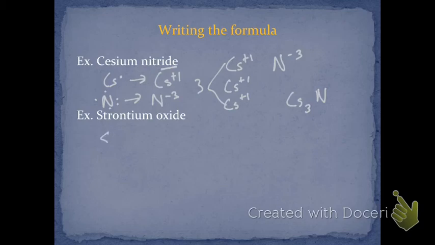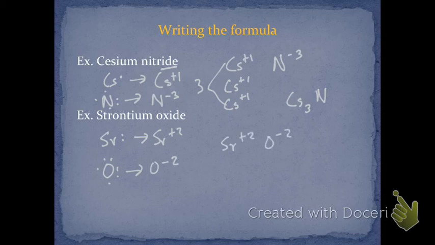Strontium oxide. Sr has 2 valence electrons. This would be a +2 charge. I want to remove those 2 electrons. Oxygen has 6. This would be -2 because it needs 2 more electrons. Sr+2 and O-2, they're already neutral, so I just need 1 to 1.